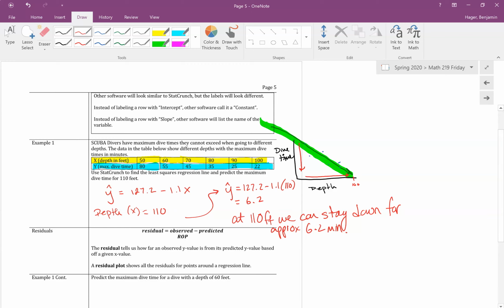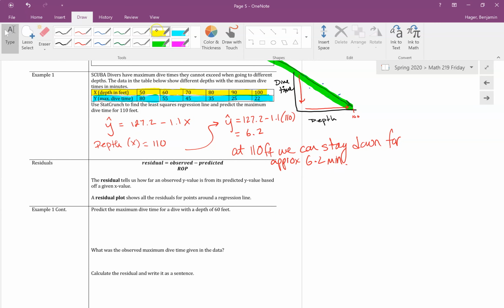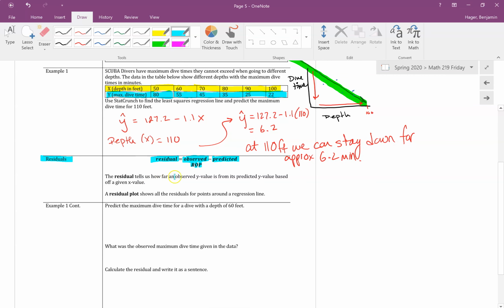So the other thing they talk about that we want to be aware of is this idea of residuals. A residual is what we observed minus what we predict. All right, so residual is observed minus predicted. Basically, it tells us how far off we are, how far an observed y value is from the predicted y value based on a given input, a given x value.